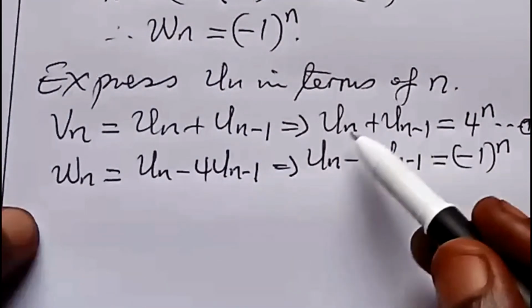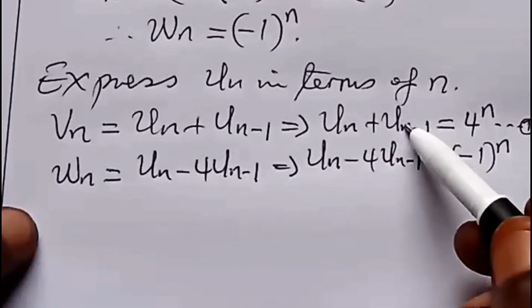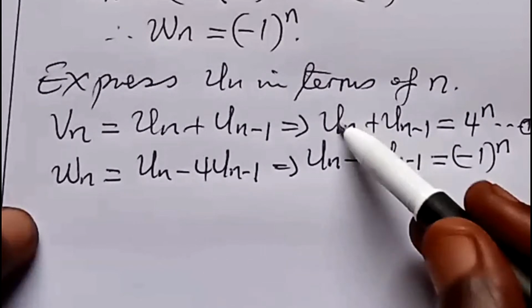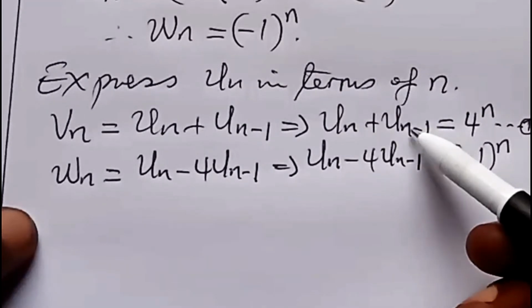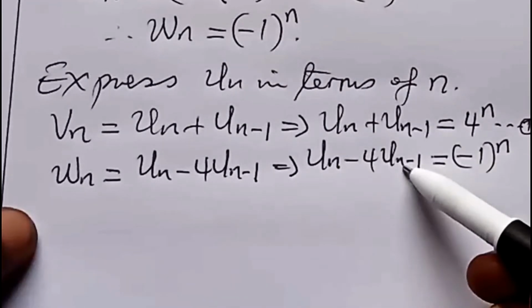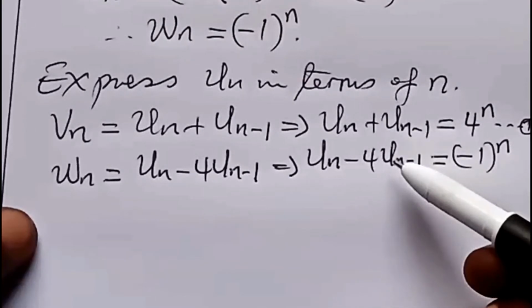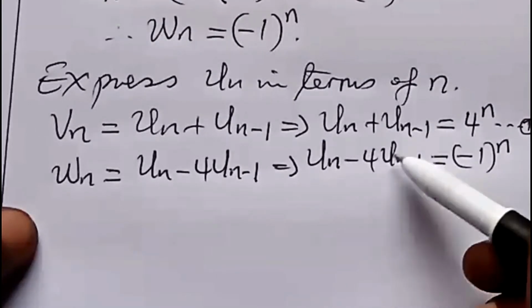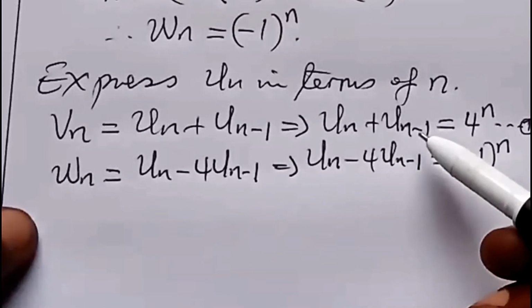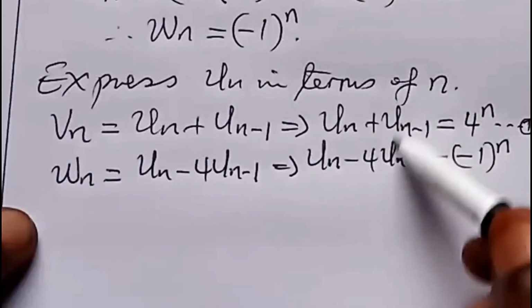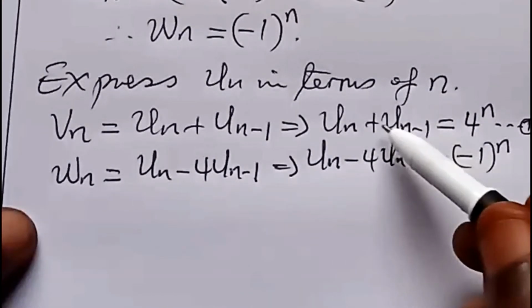So to express now un, we have these two relationships that have un and another variable being un minus 1. So it could be like solving for un simultaneously. And so we seek to eliminate un minus 1. To do that, I will make sure the terms in un minus 1 have the same coefficient.